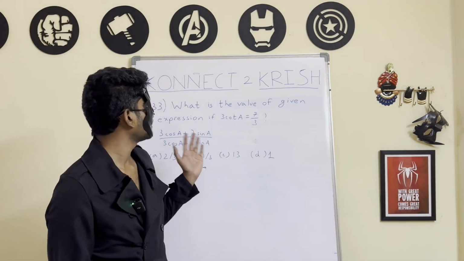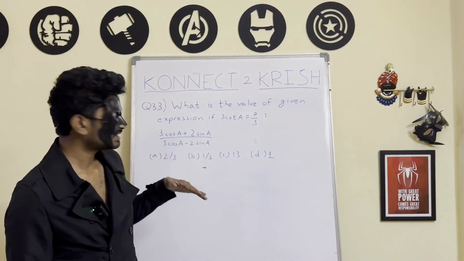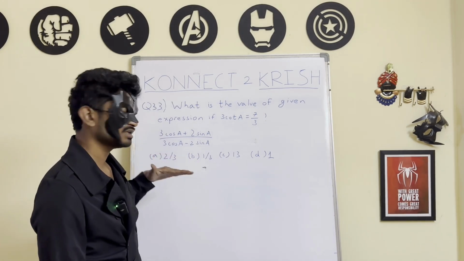So next question is, what is the value of the given expression if 3 cot A is equal to 7 by 3? The expression that is given is (3 cos A plus 2 sin A) by (3 cos A minus 2 sin A).